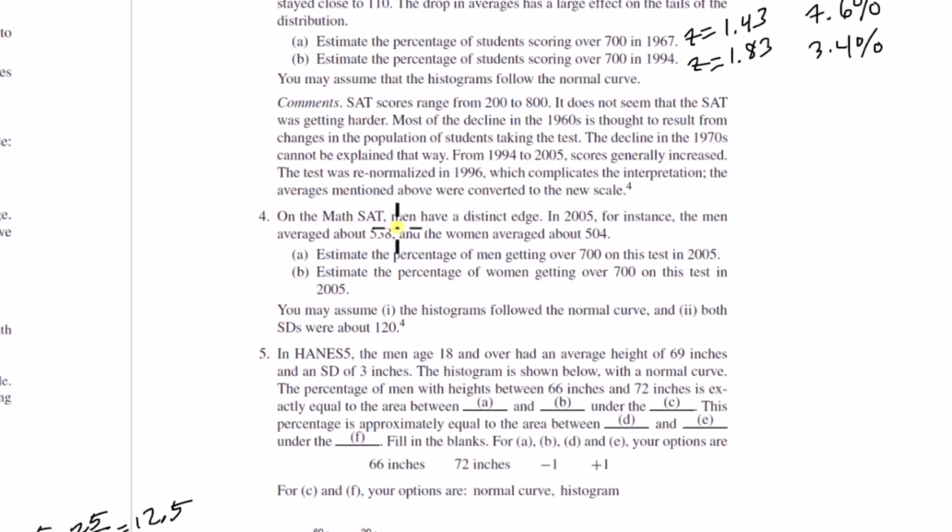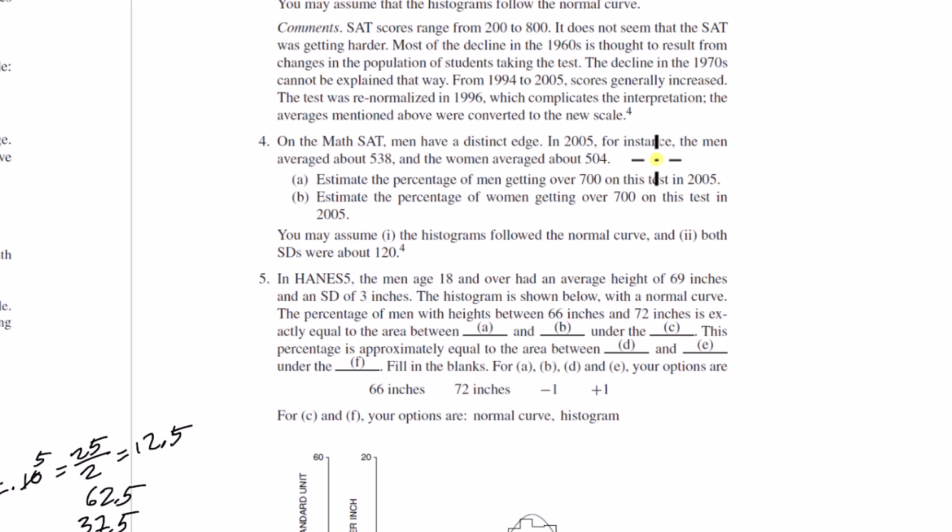On the math SAT, men have a distinct edge. In 2005, for instance, the men averaged about 538 and the women averaged about 504.